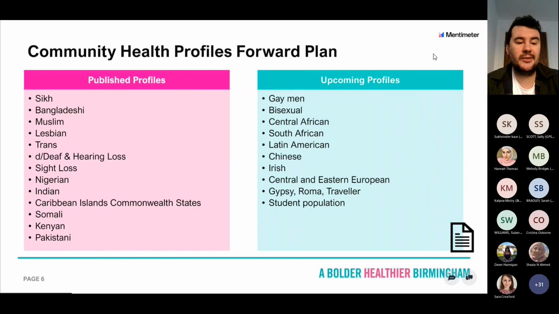In terms of the profiles that we have published so far, you can see those on the left-hand side. Councillor Khan's already said that they cover ethnicity, disability, religion or faith, and the LGBT plus community. We do have some more upcoming profiles that will be produced in the next financial year. So those cover, again, the same kind of groups: gay men, bisexual, Central African, South African, Latin American, Chinese, Irish, Central and Eastern European, Gypsy Roma traveller and the student population. So we will have those out. We have some webinars that we produce for each specific community health profile. We will be producing more community health profiles in the upcoming months and within the next year, so keep an eye out for those. We'll make sure that we keep inviting people along to those, and I hope that everyone finds them helpful if and when they do come.